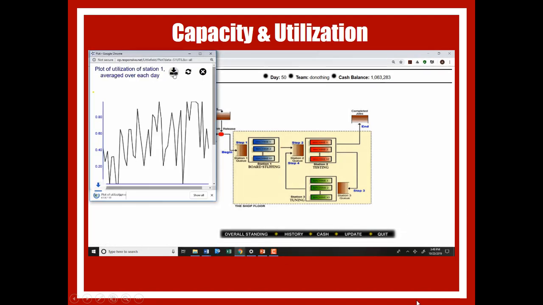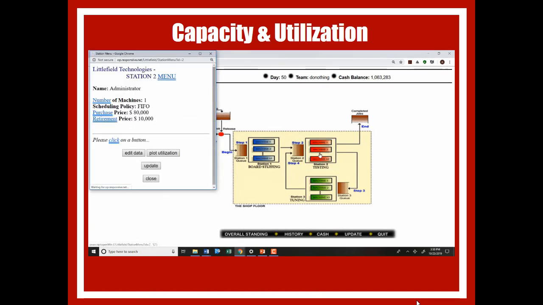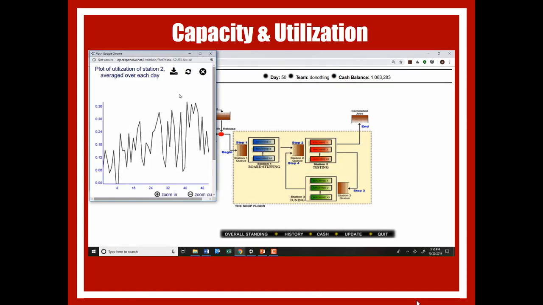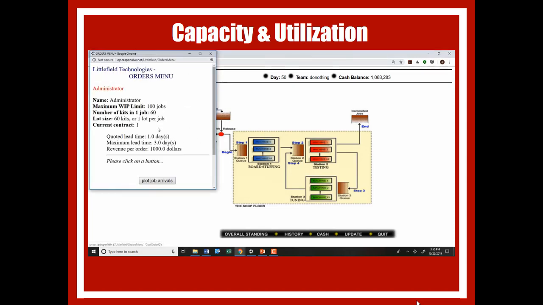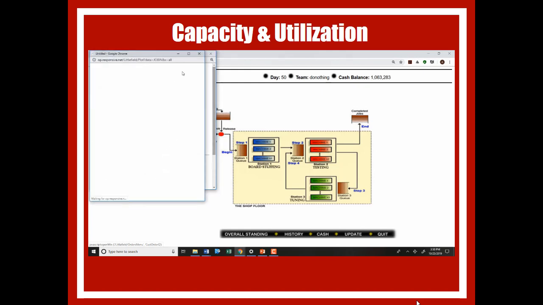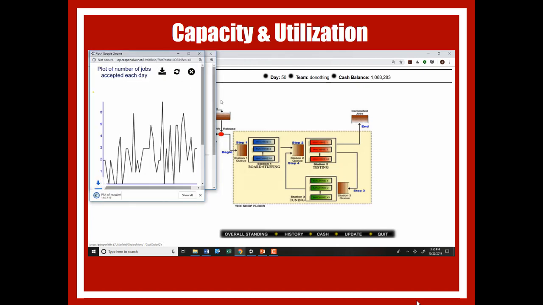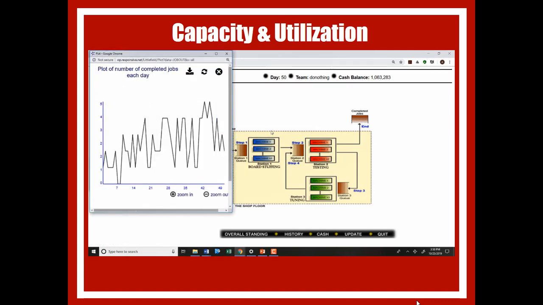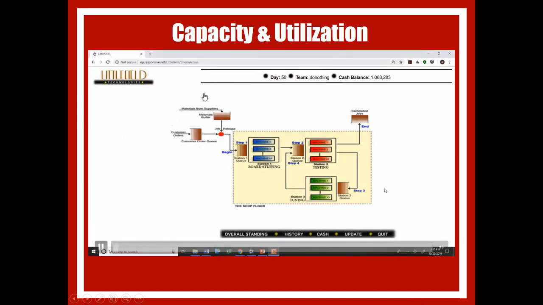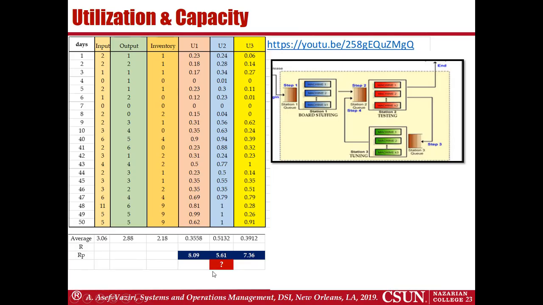We go to each station. We click on utilization, plot utilization, and download utilization. And therefore, we have utilization of all stations. We also download incoming orders and completed orders. Then we have a table like this.